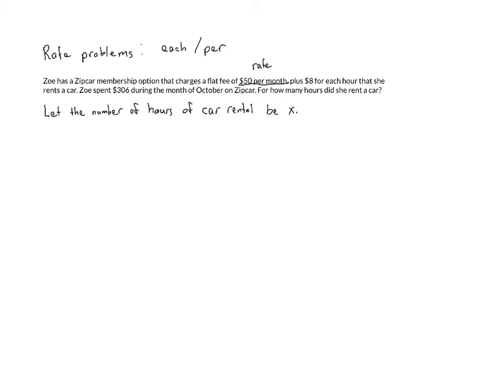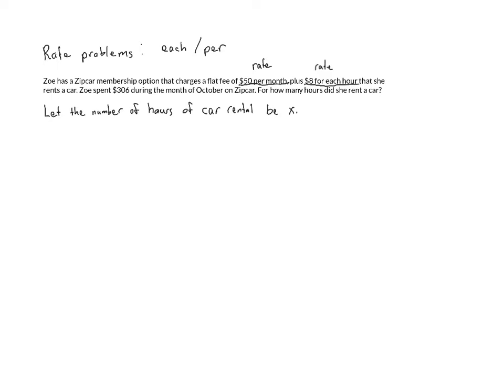Now there's another rate in here, $8 for each hour that she rents a car. The words per and each generally refer to rates. Here it's $8 for each hour. So if it was 4 hours, we'd have to multiply 8 times 4. If it was 10 hours, we'd have to multiply 8 times 10, etc.